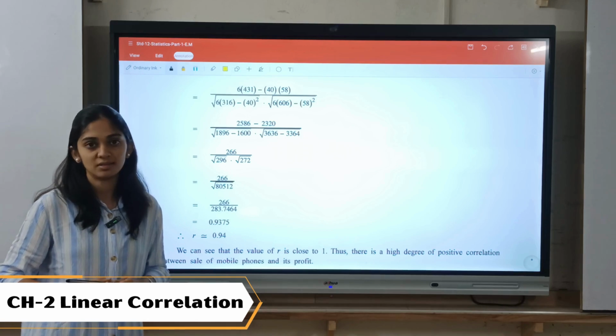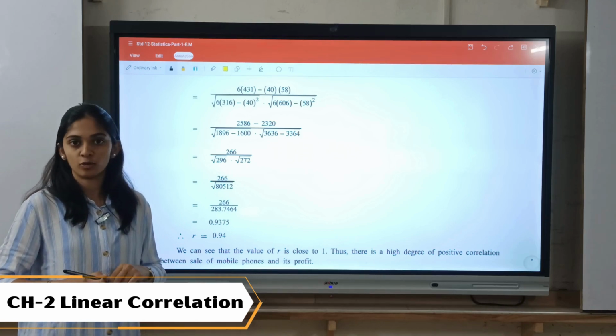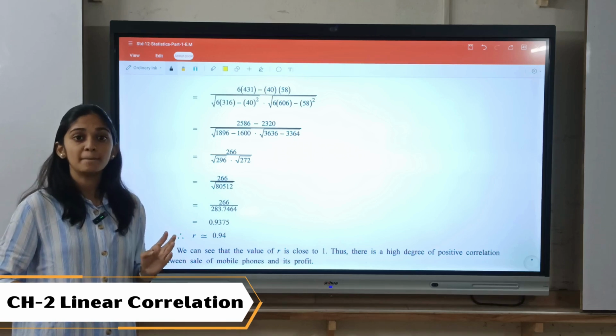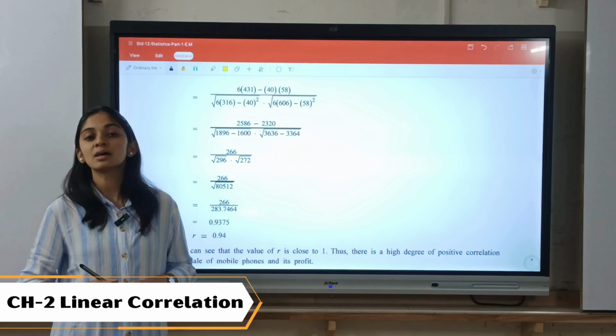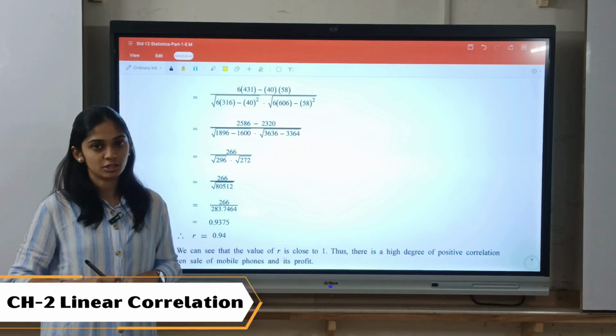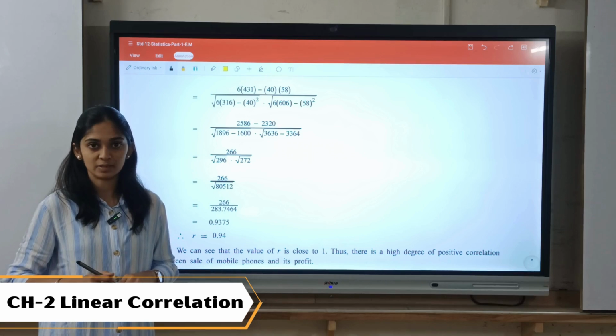As we have learned, the answer of the correlation coefficient will always lie between -1 and 1. It is near to 1, so we can say that there is a high degree of positive correlation between the two variables.